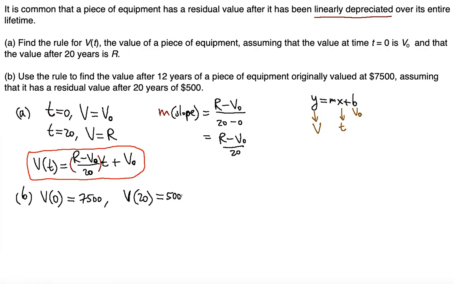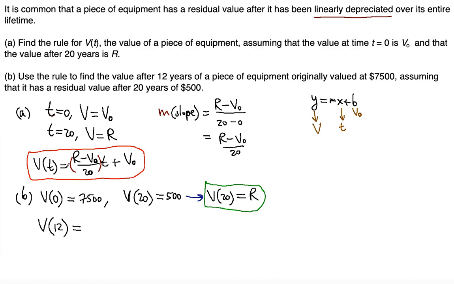So what does that mean? That means the r value, because the r value was v, when t was equal to 20, the v was equal to r. So that means v of 20 is actually equal to r. Okay, so this is an important piece that we're going to use. So now we need to find the value after 12 years. So that means we need to find v of 12.